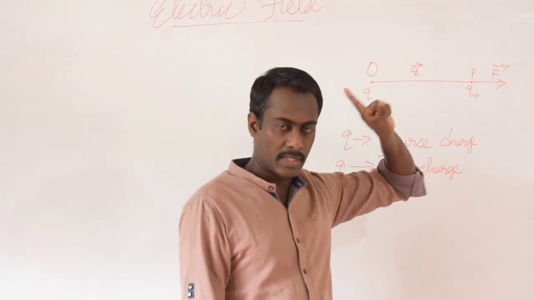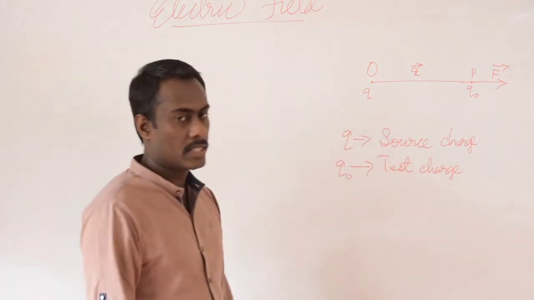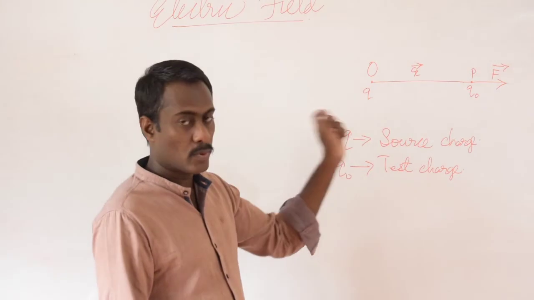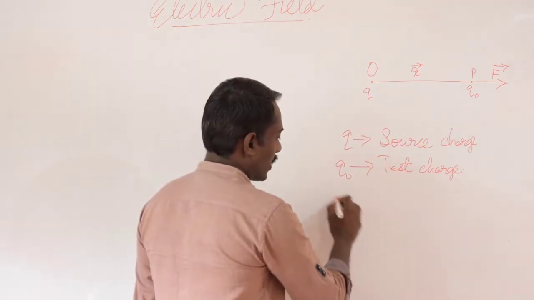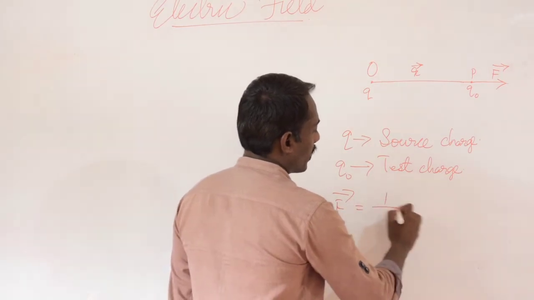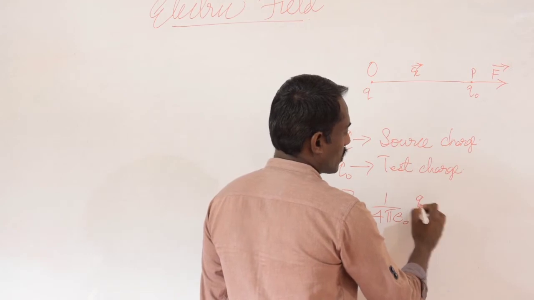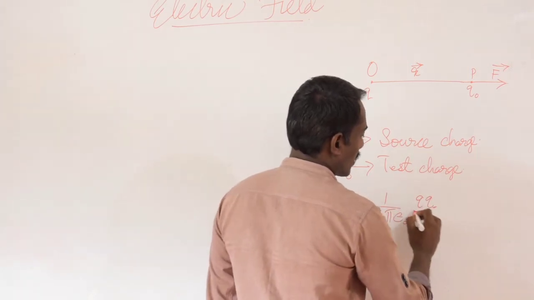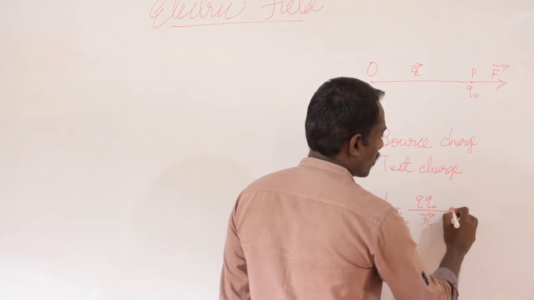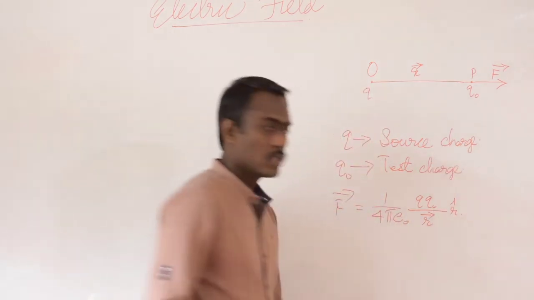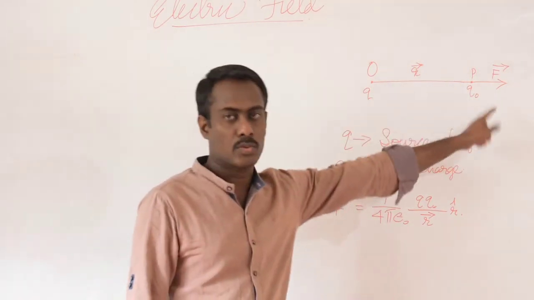This is the direction of the force exerted by the charge Q, and the magnitude of the force exerted by the charge Q, as per Coulomb's law, is F equal to 1 by 4 pi epsilon 0, times Q, the source charge, and Q0, the test charge, divided by the distance between the charges, r squared, in the direction of the unit vector r. So this is the magnitude of the force exerted by the charge Q on charge Q0.